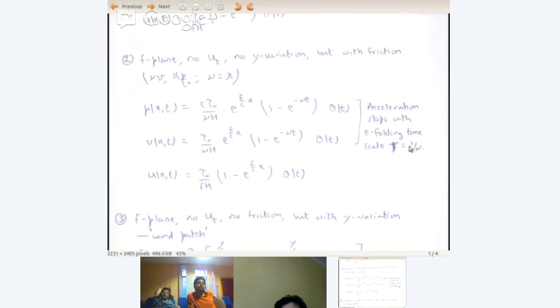And we saw some cases when nu is not equal to kappa. We looked at the limit t going to 0, t equals 0 plus, and basically that solution gave us a constantly accelerating solution. Then we looked at the limit t going to infinity and we got the steady response. Because t going to infinity, this time dependence is dropping out, and you will get basically the Sverdrup balance.